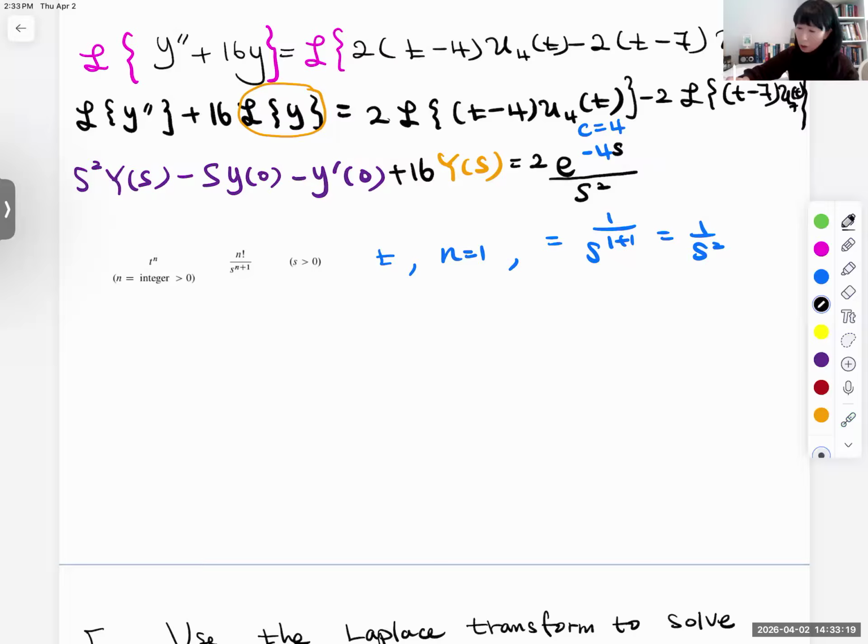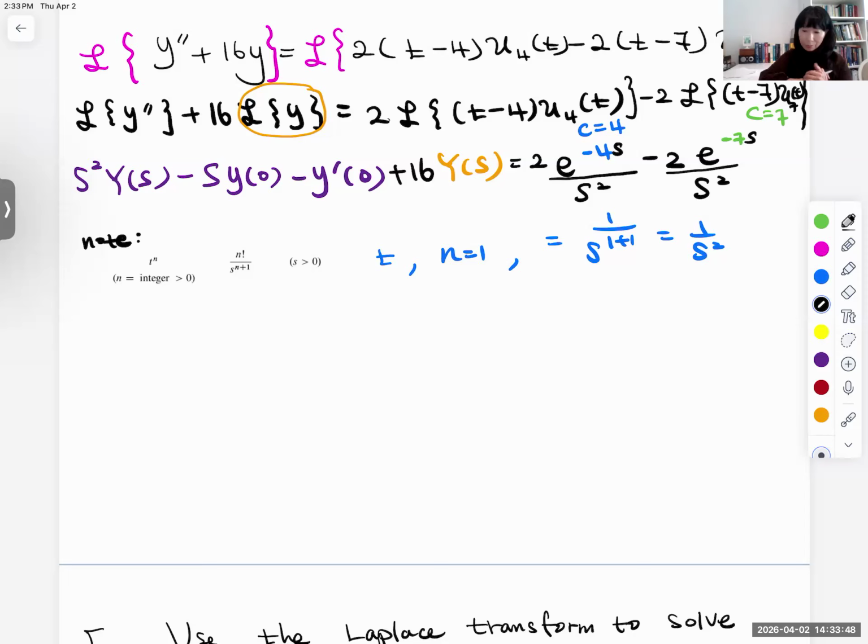Here as well, we have a negative 2 as a constant, so c equal to 7 in that case. So we will have minus 2 e to the negative 7s over s squared. Make sense?